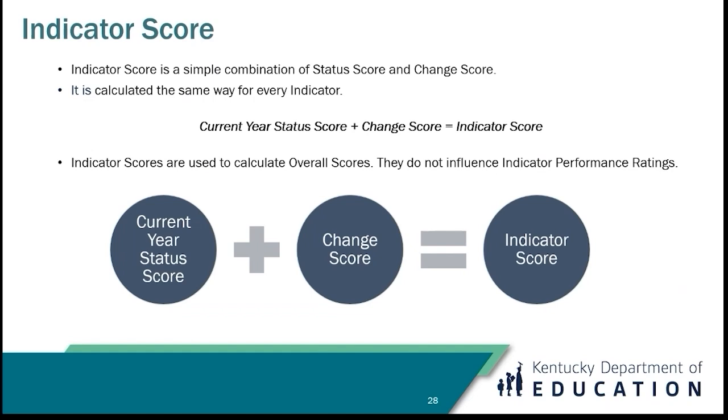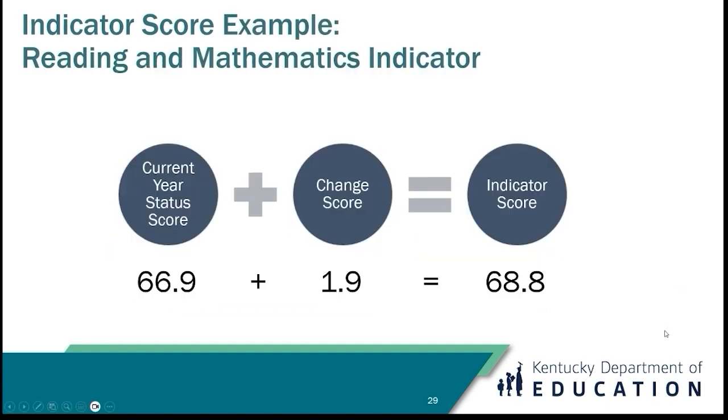Later, I'll show you how we use these individual indicator scores to calculate the overall score. But first, let's take a look at an example of how to calculate an indicator score. I'm going to use the scores that we calculated in the previous slides as an example for how we will calculate an indicator score. We determined that 66.9 was the current year status score and 1.9 was the change score. So I will add those two scores, 66.9 plus 1.9, to give me an indicator score of 68.8.